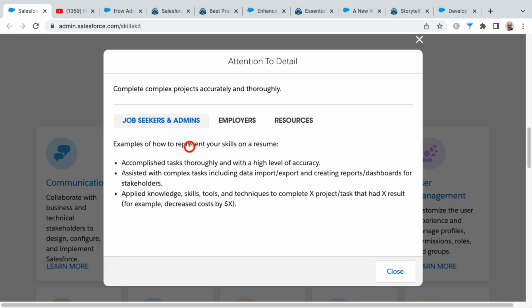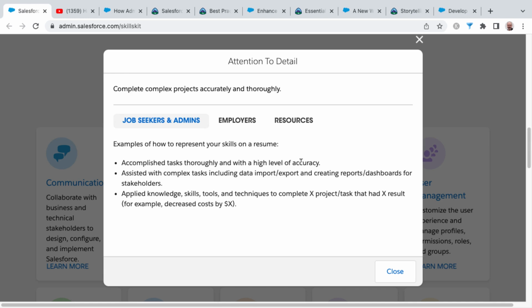Some examples of how to represent attention to detail on your resume would be, for example, that you accomplish tasks thoroughly and with a high level of accuracy. Another example is that you assisted with complex tasks, including data import, export, and creating reports and dashboards for stakeholders. And then finally, you applied knowledge, skills, tools, and techniques to complete projects or tasks that had some sort of significant result. For example, you decreased costs by a certain amount of money.